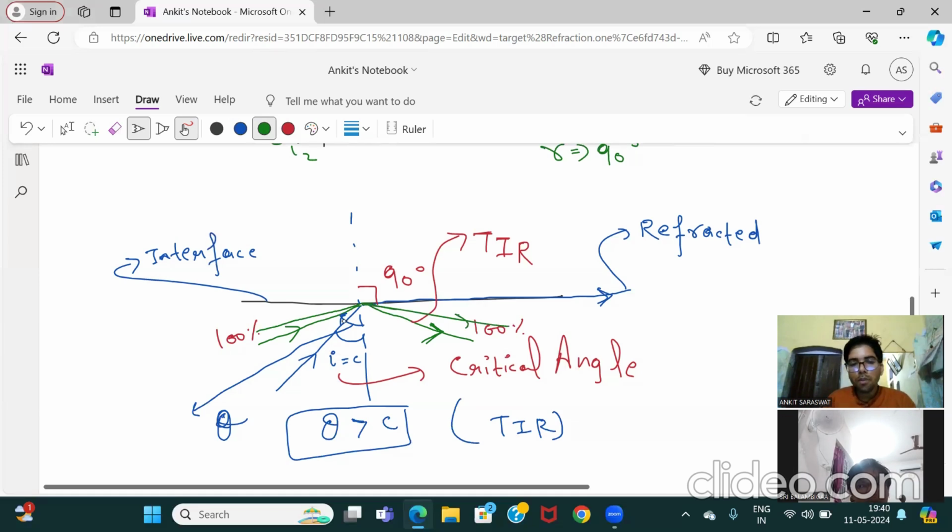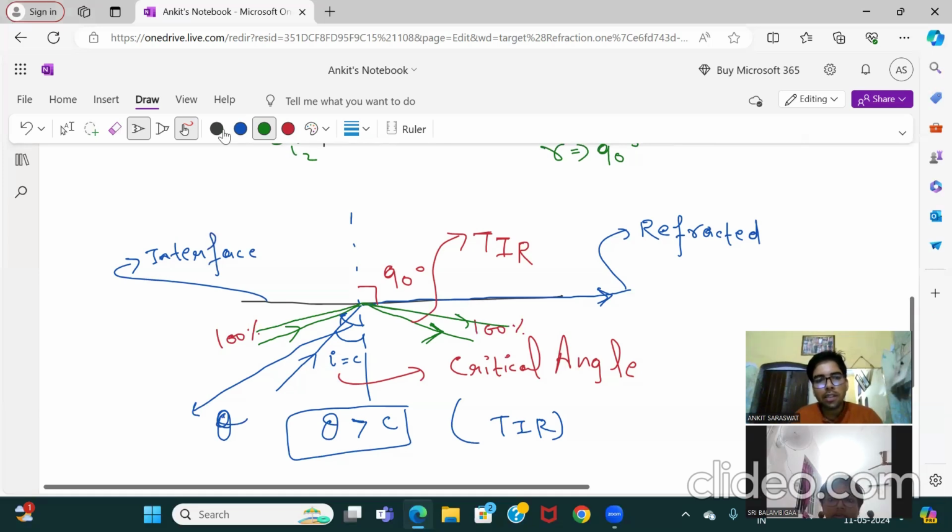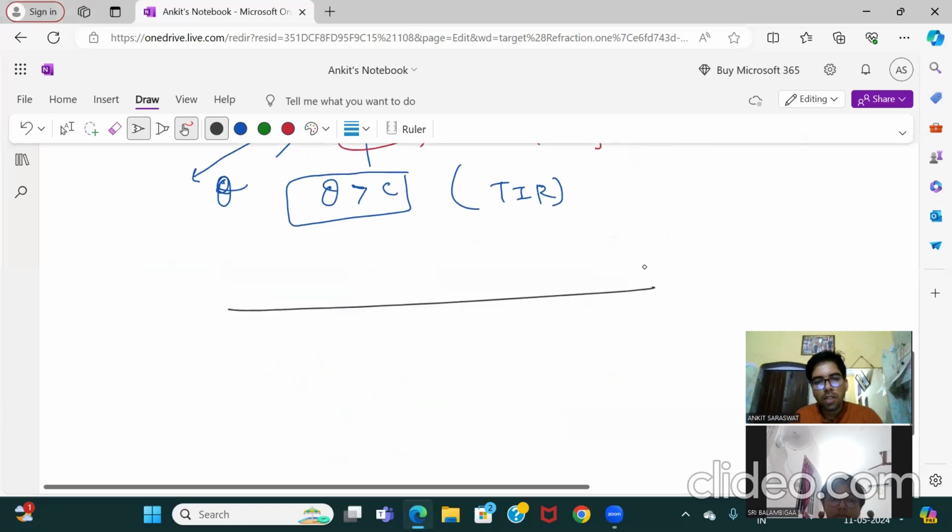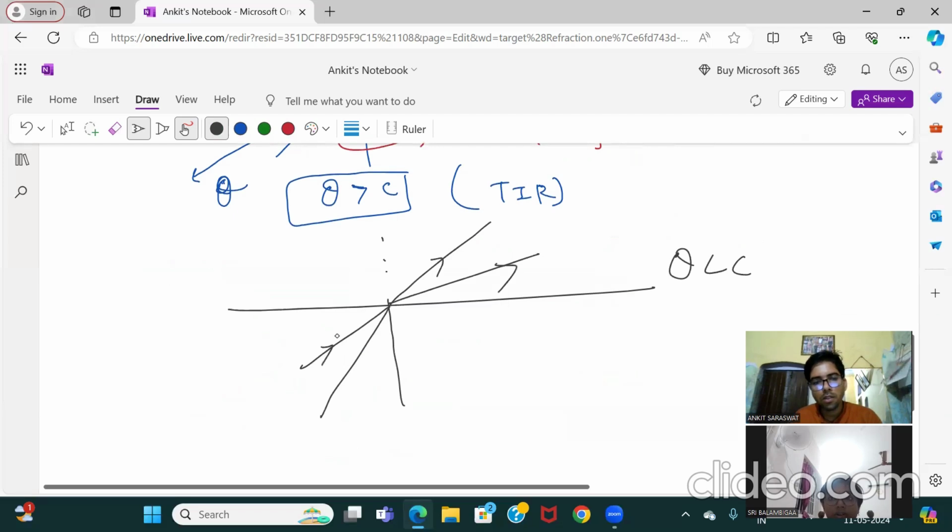Clear? So below, if the light ray is incident at less than C, then you will see refraction. Like this. If theta is less than C, then you will see such behavior. Sir, I have a doubt. I don't understand what will happen if theta is less than C. Theta less than C means less than the critical angle.